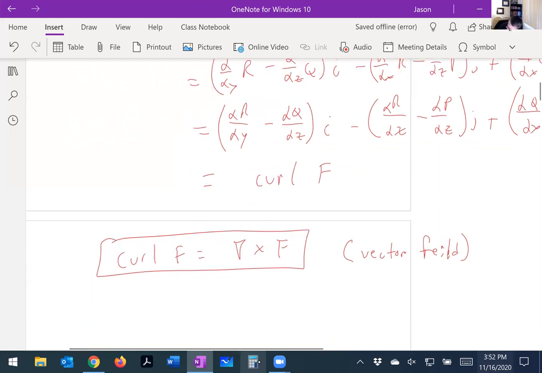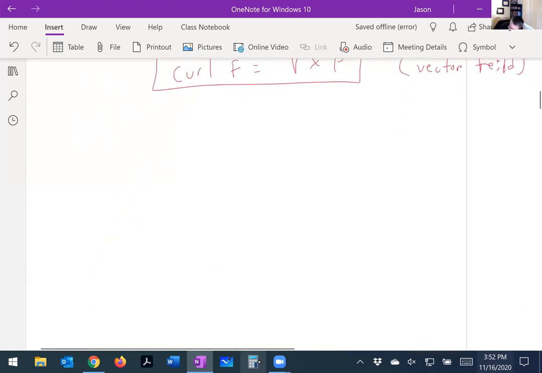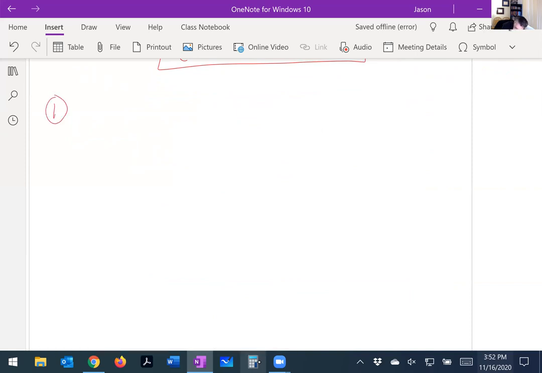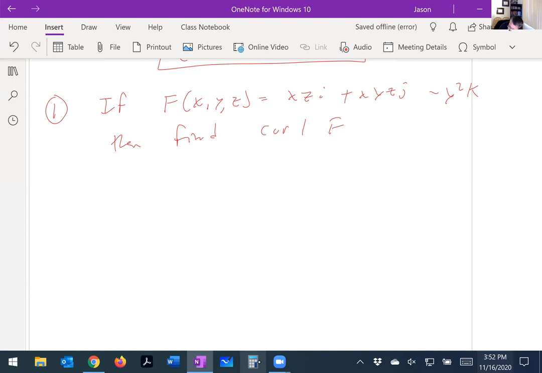Okay, so let's go through an example. Let's find the curl of F mathematically here. If F of x, y, z, our vector field, is equal to xz i plus xyz j minus y squared k, then find the curl of F. So let's find the curl of this thing.